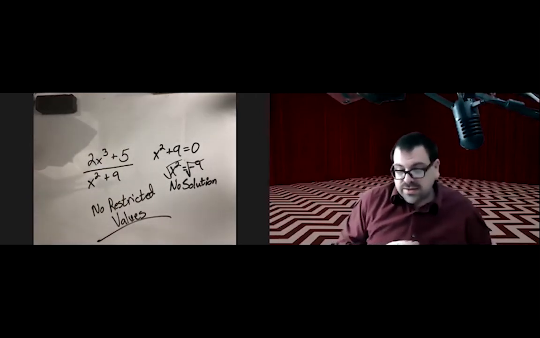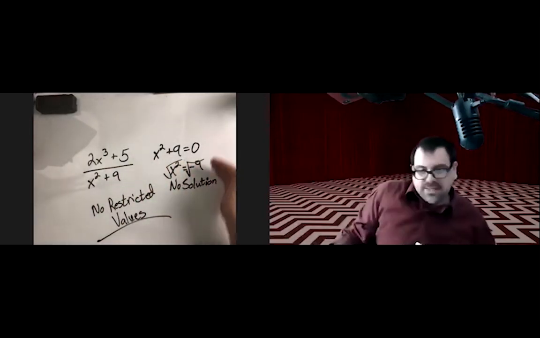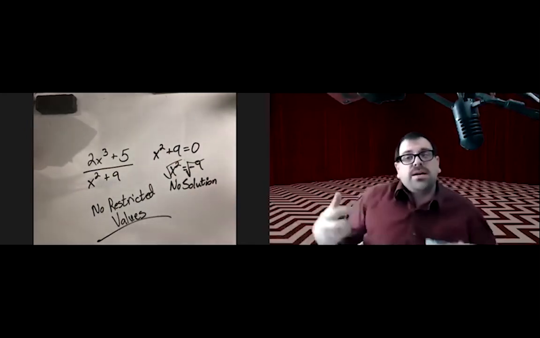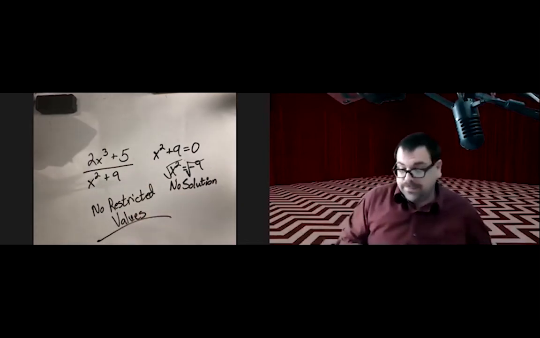So there's no restricted values. There's nothing that can make the bottom 0. And when we try to set it equal to 0 and solve, we would get no solution because of that, because it's not possible to have 0 on the bottom here.